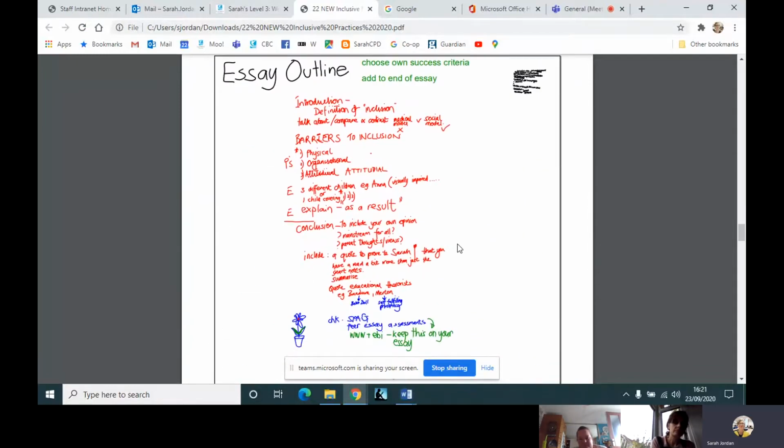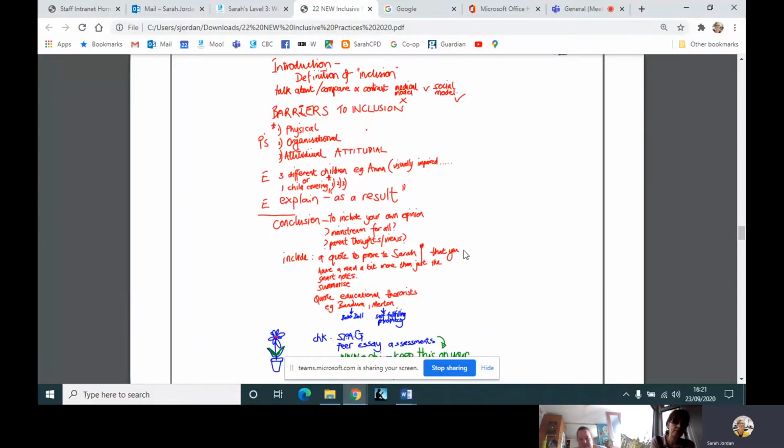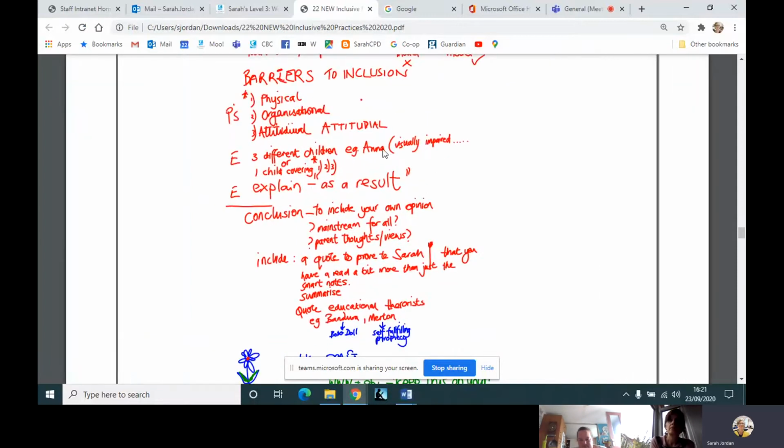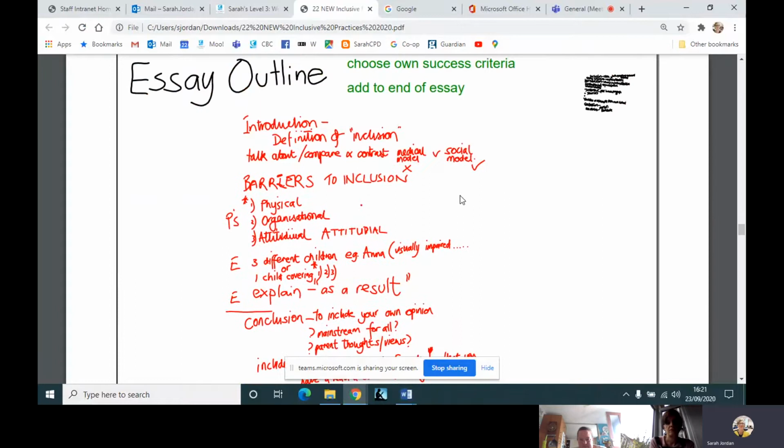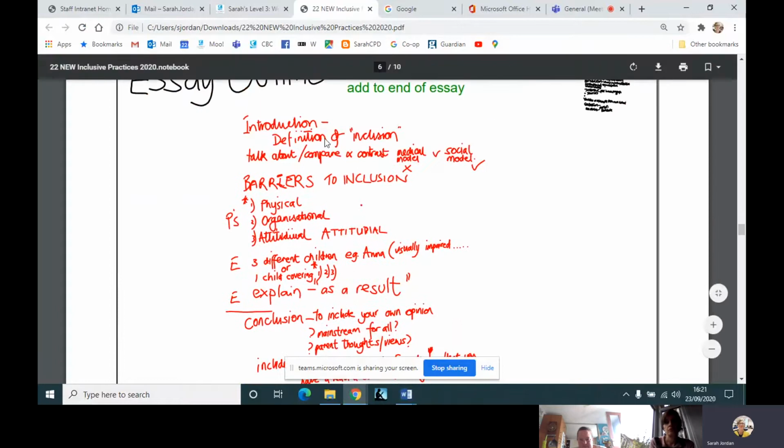Oh, here we go. Can you see this? Is it big enough to see? Just scroll in a bit. So really nice essay outline done by a student last year. So introduction with a definition of inclusion. And she's gone, look, not the medical model, that gets a cross. Social model gets a tick.